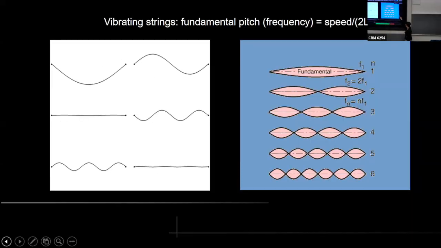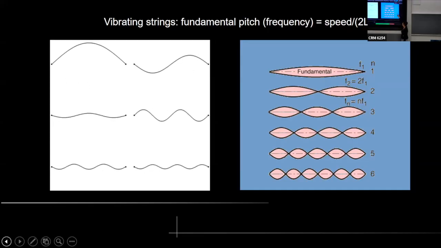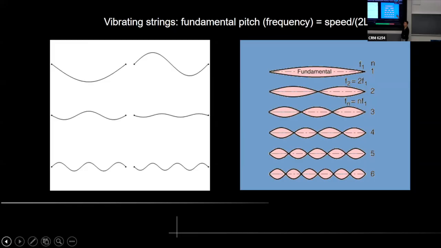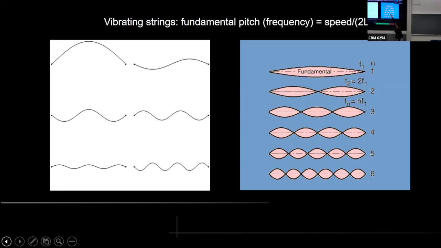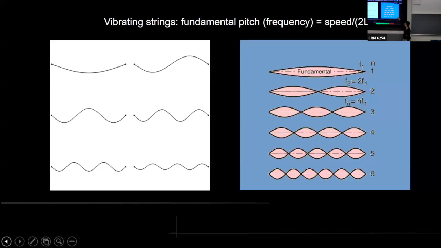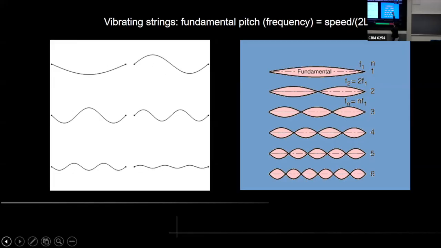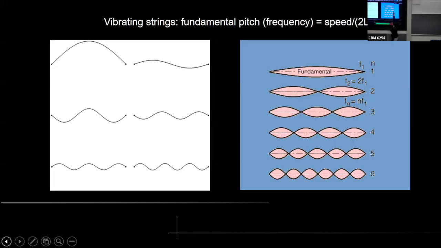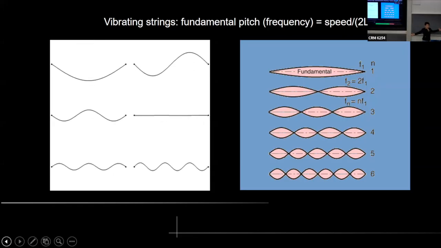When it's got only the one bump, we think about the frequency associated with that as the fundamental tone of the string. From one end to the other is half the wavelength. Whereas in the middle figure, we've got the first harmonic. You can see a full sinusoidal wave here, and that's the wavelength in that case.